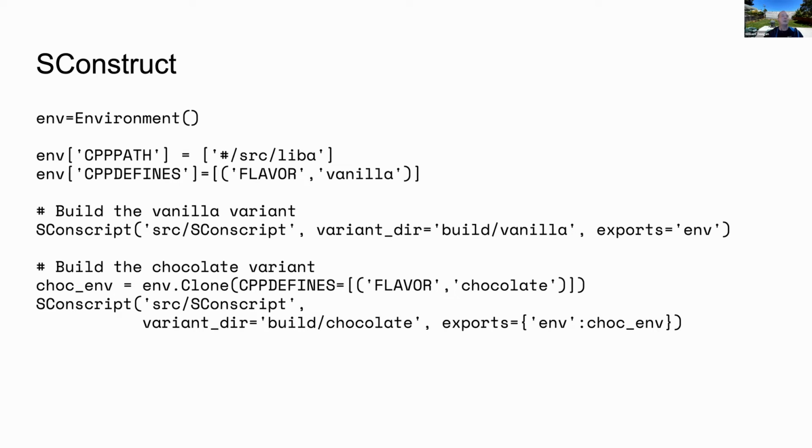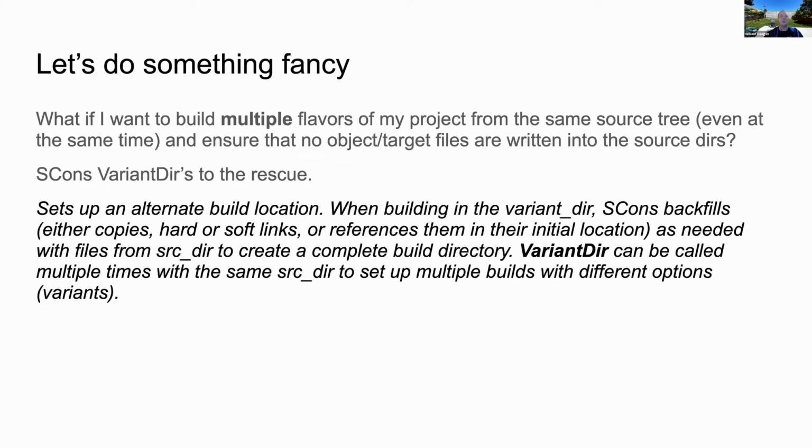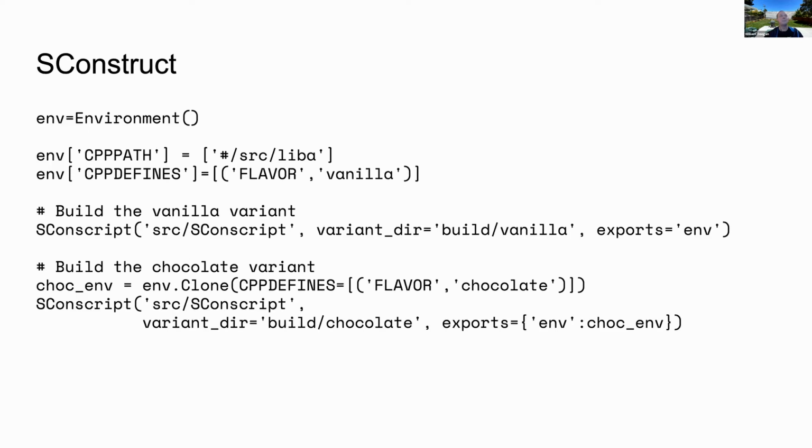So in this case, that concept is called a variant dir. The idea is you might have multiple variants that you're building from the same sources. And this is a fairly simple example of how to use a variant dir. In this case, we've created an environment, and we'll set the preprocessor path. We'll set a set of C preprocessor defines, and we will build the sources under the source directory into a target variant dir of build vanilla. Then we'll create a clone of that environment and change only the flavor to chocolate, and then we'll build that into build chocolate.